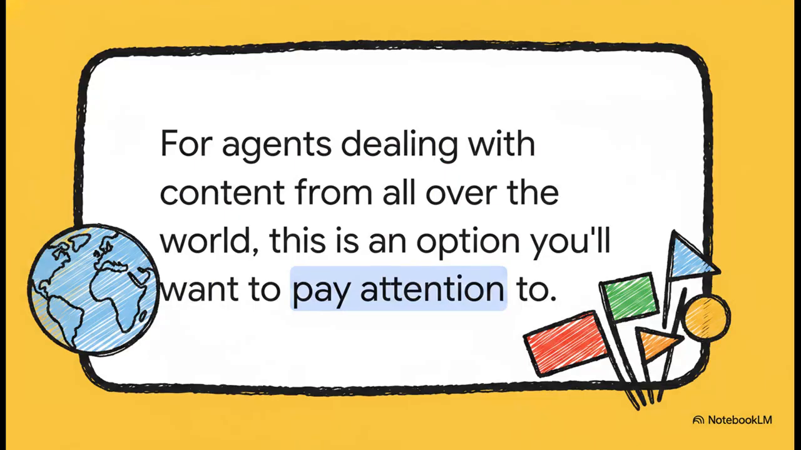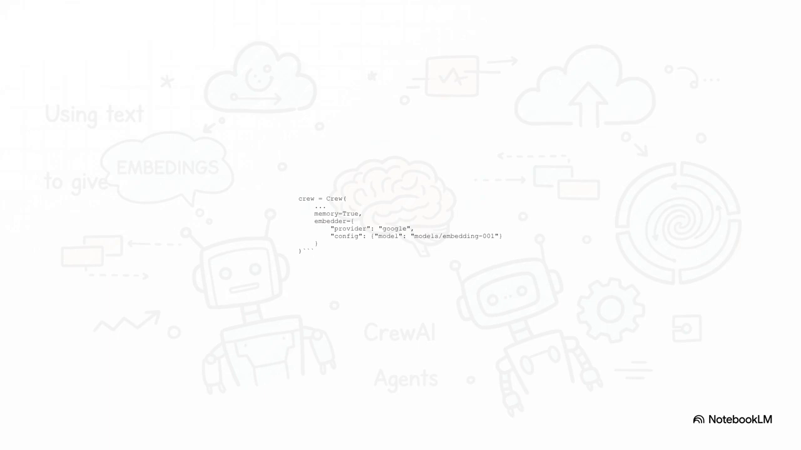Okay, moving on to option 2, Google. Now, if OpenAI is the great all-arounder, think of Google as the globetrotter. Their models are trained on just a mind-boggling amount of global data, which gives them a serious edge if your agents need to handle content from all over the world. And you'll see the setup here looks pretty darn familiar. Just switch the provider to Google and point to the model. The one little difference you'll spot in the config is that you also have to pass in your Google API key. But that's it. Another simple change for a really powerful feature.